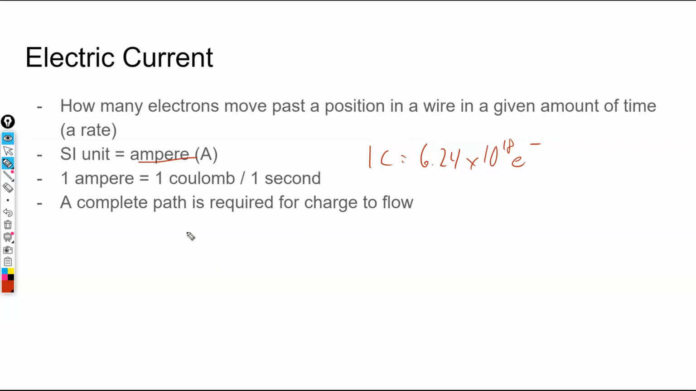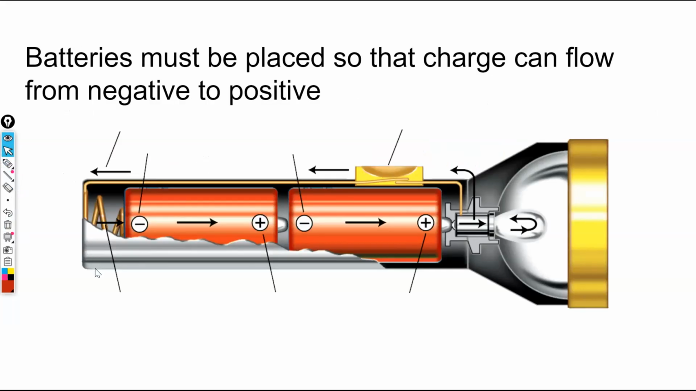But in order for electric current to actually happen, you have to have a complete path. And most of you experience it sometimes in some of your classes maybe too. If you took a class in middle school that talked about current also, you have to complete a path in order for charge to flow, right? And a good example of how you see that is in a flashlight.